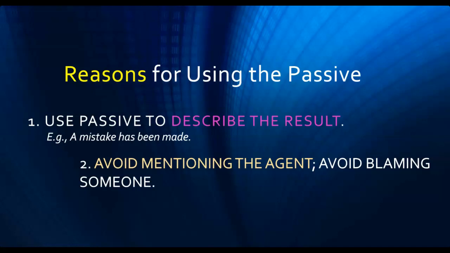Do I know who made the mistake? No. However, I know that a mistake has been made, and that is all at this point I'm willing to convey to my speaker or my reader. I don't want to mention any names, nor do I want to blame someone. And this is a very convenient voice to use in the English language if your reasons are to avoid the agent or the doer, what we call in the active sentence.